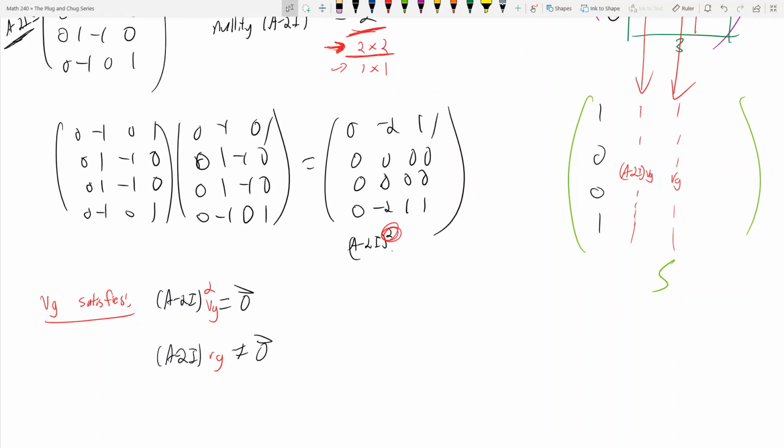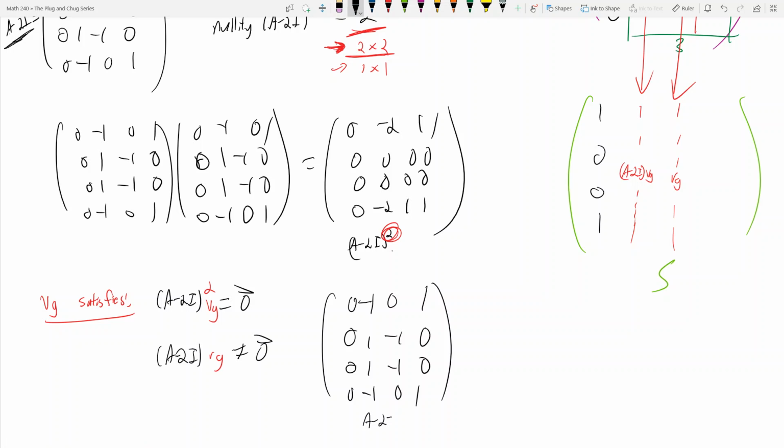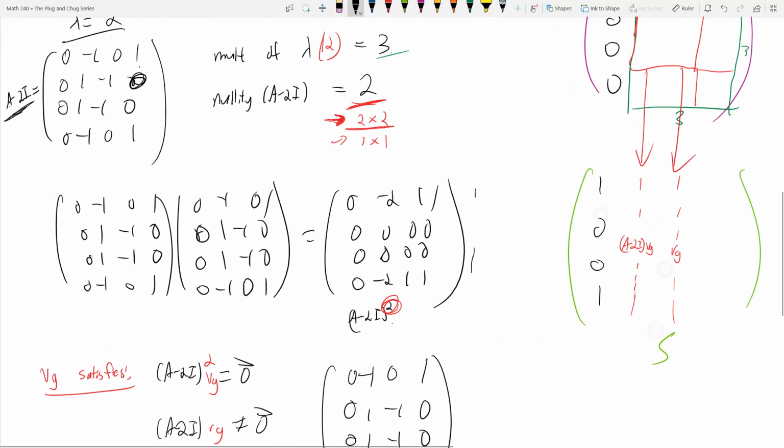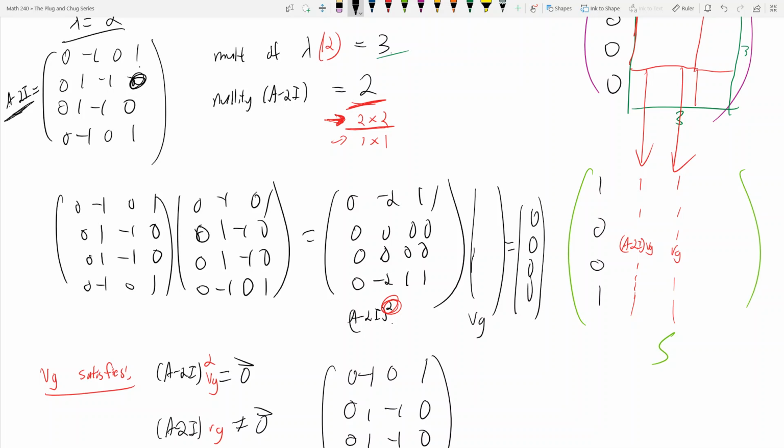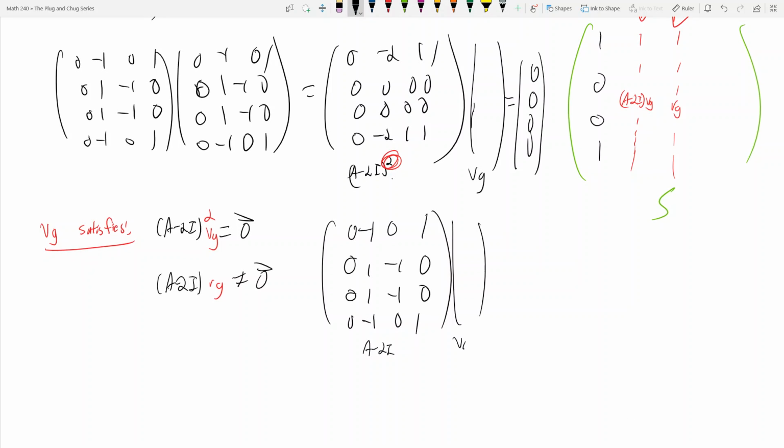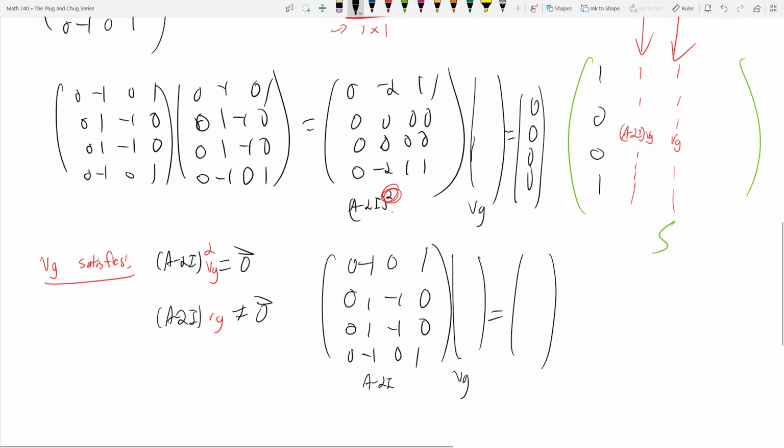So VG satisfies (A minus 2I) squared times VG is equal to 0, but (A minus 2I) VG is not 0. So let's write down A minus 2I another time, for the millionth time. Actually, I've probably written this matrix down like 30 times, but every other time was deleted besides these few. So here's A minus 2I. Now I need to find a VG that makes the top 0 vector, and the same VG needs to be something that's not 0 here. So what makes the top guy 0, but not the bottom guy 0?